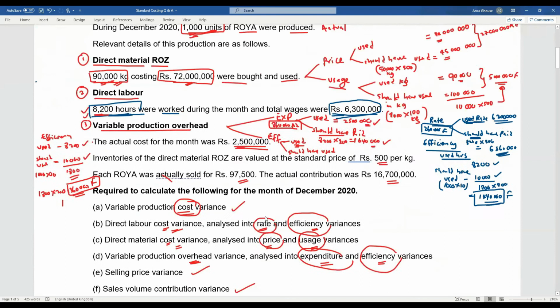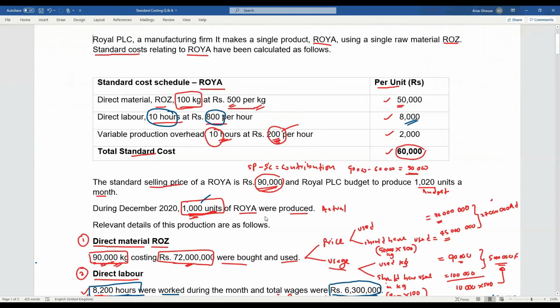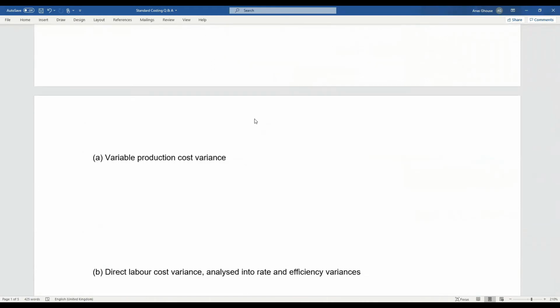So let's move on to the variable production cost variance. If you take this, the variable production cost is 60,000. So this is the total production cost. Our standard cost was how much? 60,000, right, per unit. Our actual production was 1,000 units. So therefore we should have paid 60 million.